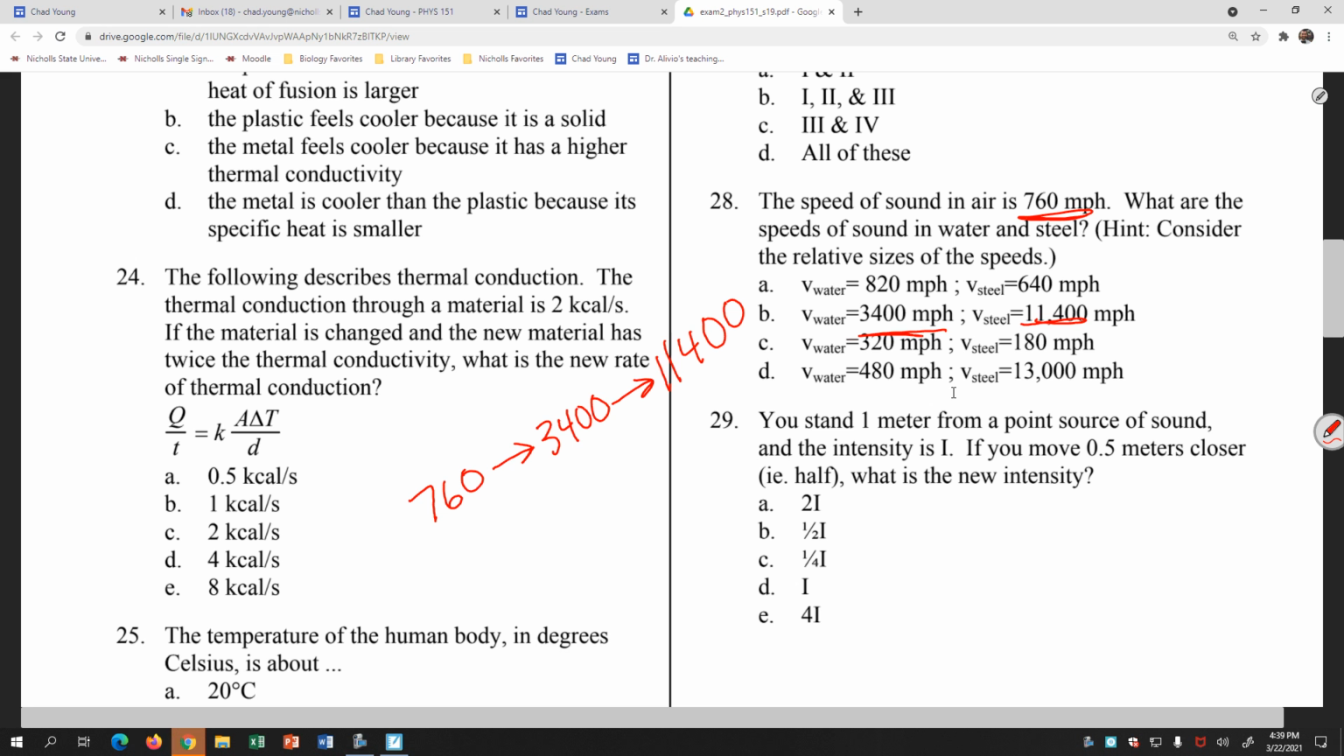But it can't be A because it's decreasing as it's moving from water to steel. And that's not what happens. As you move from a liquid to a solid, the speed should increase. And it's also likewise not C for the same reason. So now it's either B or D. And I can tell those differently because the speed of sound in air is 760. So that gets rid of this one because the speed of sound in air should be less than that of water.